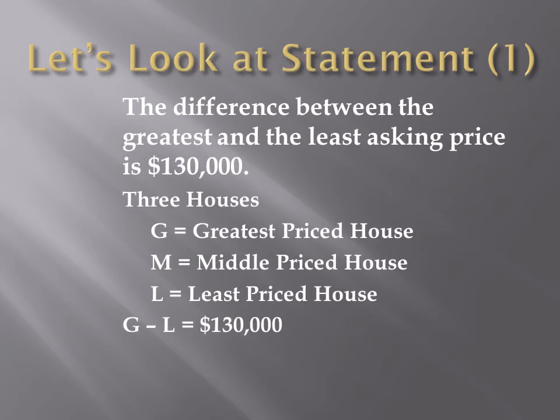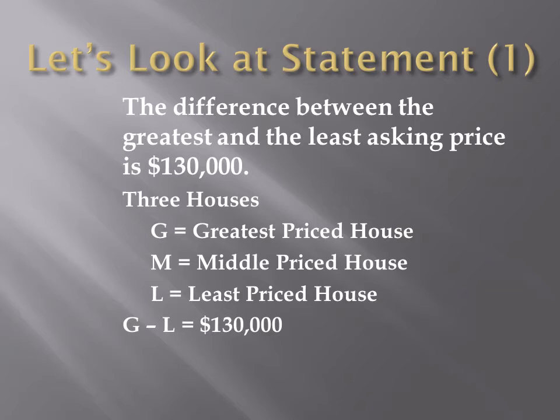So for this question, the first thing we want to do is look at statement number 1. Statement number 1 says, the difference between the greatest and the least asking price is $130,000. So I like to look at this question algebraically. I've assigned a variable to each of my 3 houses. In the book answer explanation, I think they've used X, Y, and Z. I find it easier to use G, M, and L. That makes sense to me. You can use whatever variables make sense to you, but I've assigned G as the greatest priced house, M as the middle priced house, and L as the least priced house.